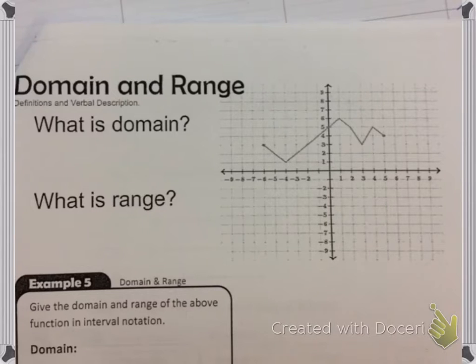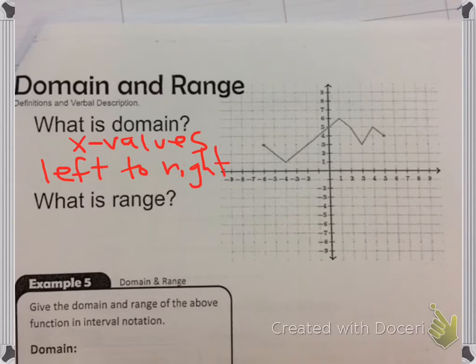So what is domain and range? Domain are your x values, and we most often say looking left to right. And then our range are our y values, and that would be bottom to top.